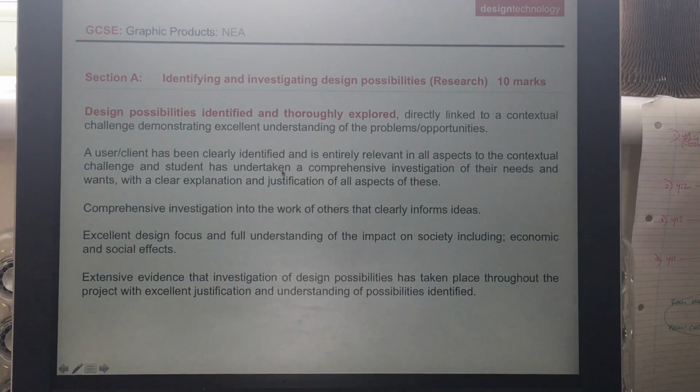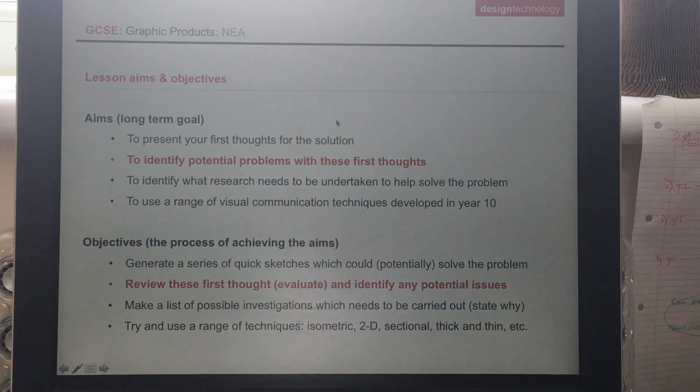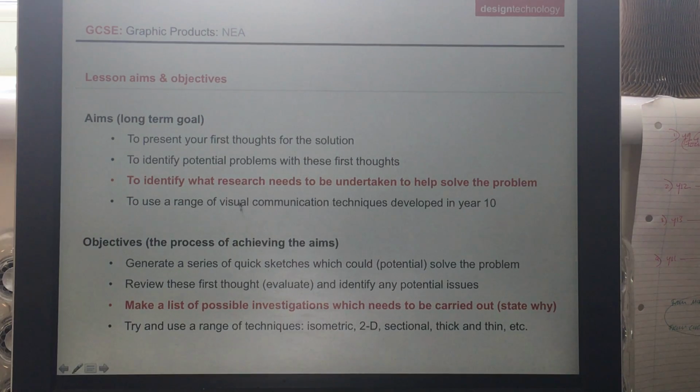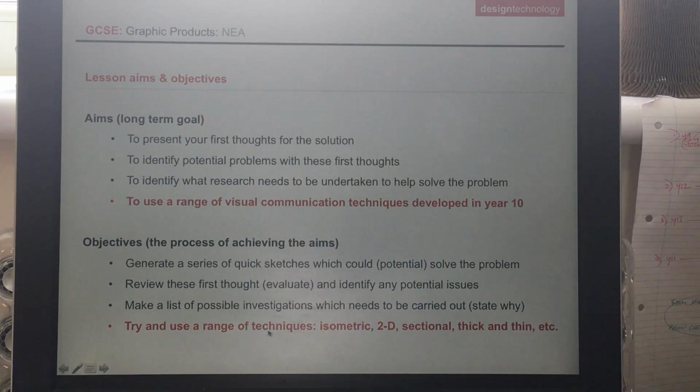So this is the assessment criteria for today's lesson: the design possibilities identified and thoroughly explored. That's what we're trying to have a go at now. It's over 2 lessons, so this will be Tuesday's lesson and then Thursday's lesson as well. The second aim is to generate your ideas, but also then evaluate them. Then we're going to look at what research needs to be done in order to carry out those ideas. And we're trying to incorporate some of the communication techniques that you've used, like isometric drawing, 2D drawing, and thick and thin line technique. So that's the lesson. In the next video I'll demonstrate them, and then I'll show you the example as well.